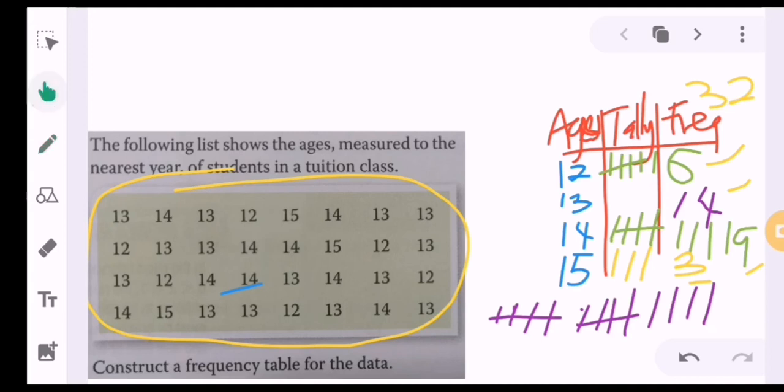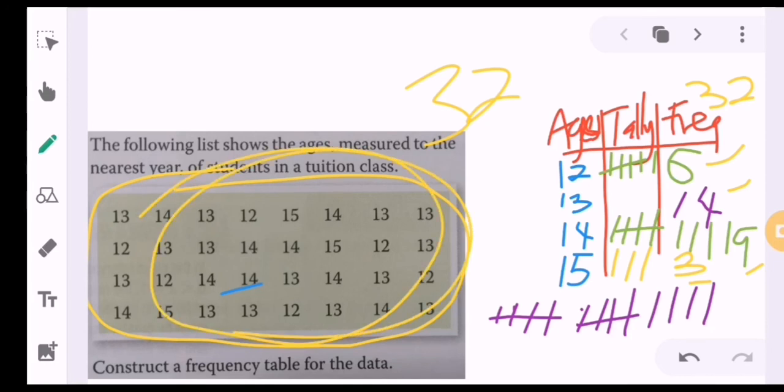Now let's check the numbers given to us. 1, 2, 3, 4, 5, 6, 7, 8. Then check going down. 1, 2, 3, 4. Now 8 times 4 will give us what? 32. So the numbers here are the same as what we got in our frequency, which makes our work correct and perfect. Got it? Great.